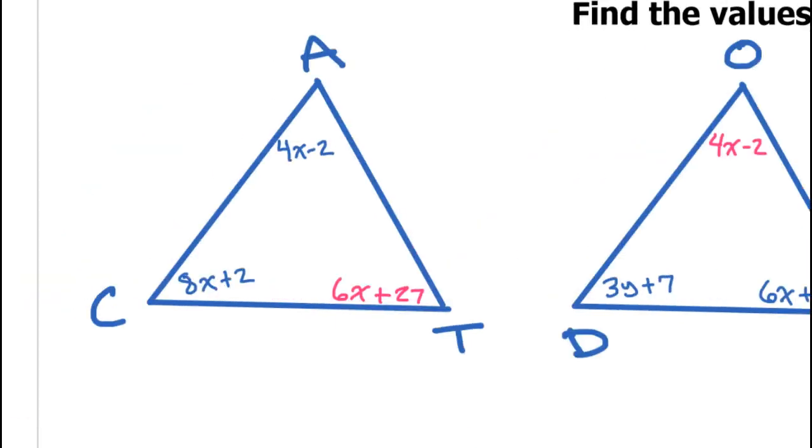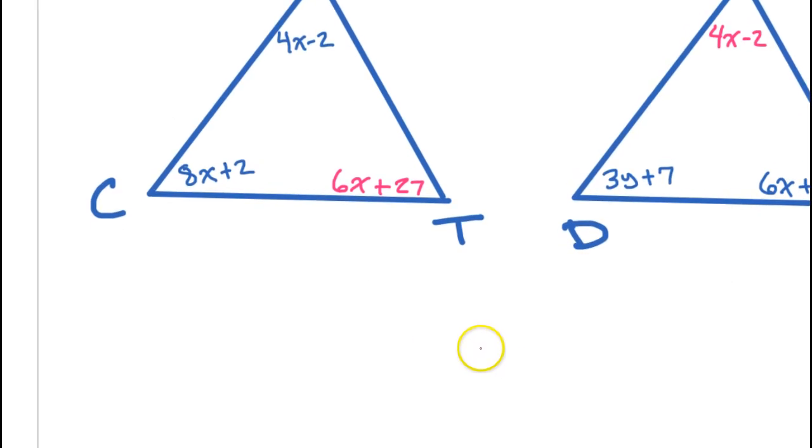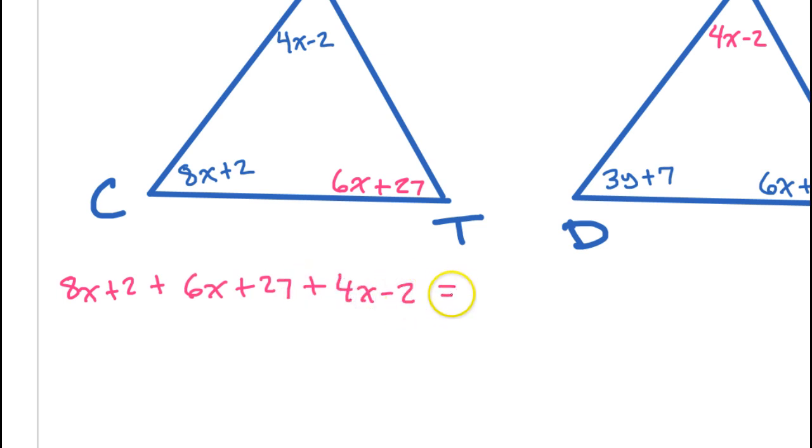Now, one of these triangles only has one variable in it. Do you see what I'm talking about? Triangle CAT only has x in it. So we should be able to solve this thing, shouldn't we? Because the sum of the angles in a triangle is 180 degrees. So if I add all of these up, in other words, if I go 8x plus 2 plus 6x plus 27 plus 4x minus 2, all of that should add up to 180.